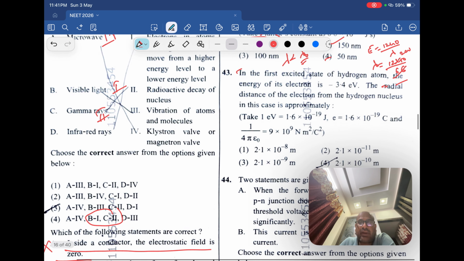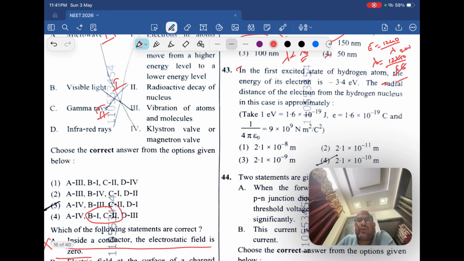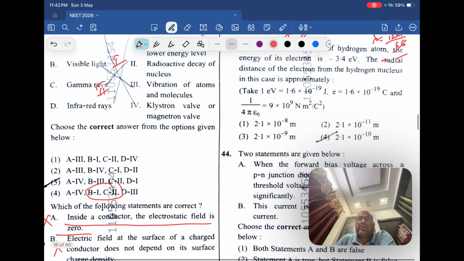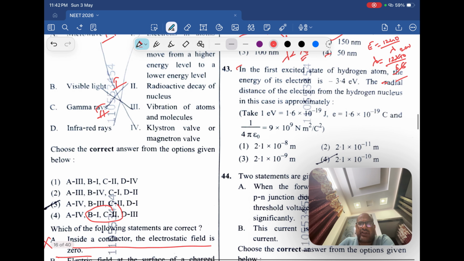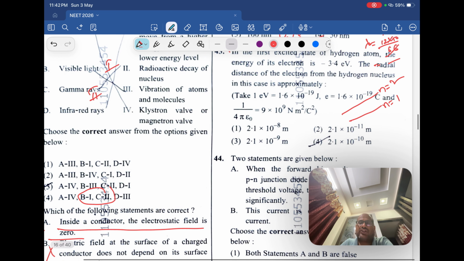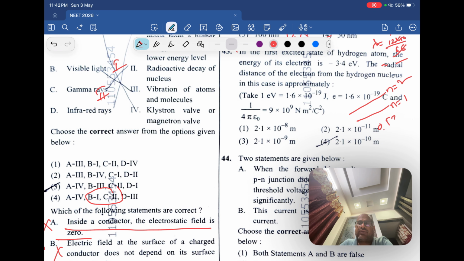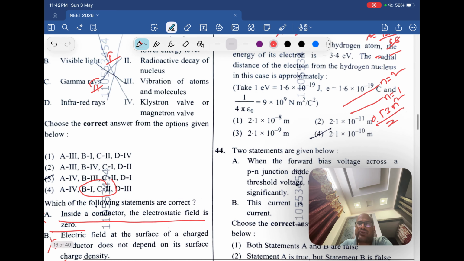Yeah. The first excited state for hydrogen atom, the energy of its electron is this much. The radial distance of the electron from the hydrogen nucleus in this case is? So first excited state of hydrogen atom. First excited state means what? n equals 1 is the ground state, n equals 2 is the first excited state. The radial distance of the electron in the second orbit, what is the formula? r_n is proportional to r naught into n squared by Z, with r naught 0.53 angstrom. Hydrogen atom is asked, so Z is equal to 1.